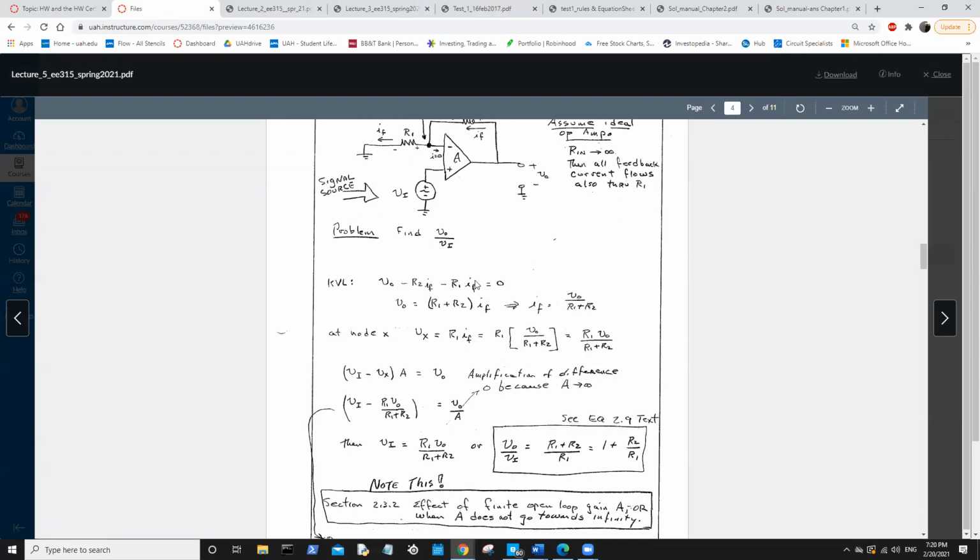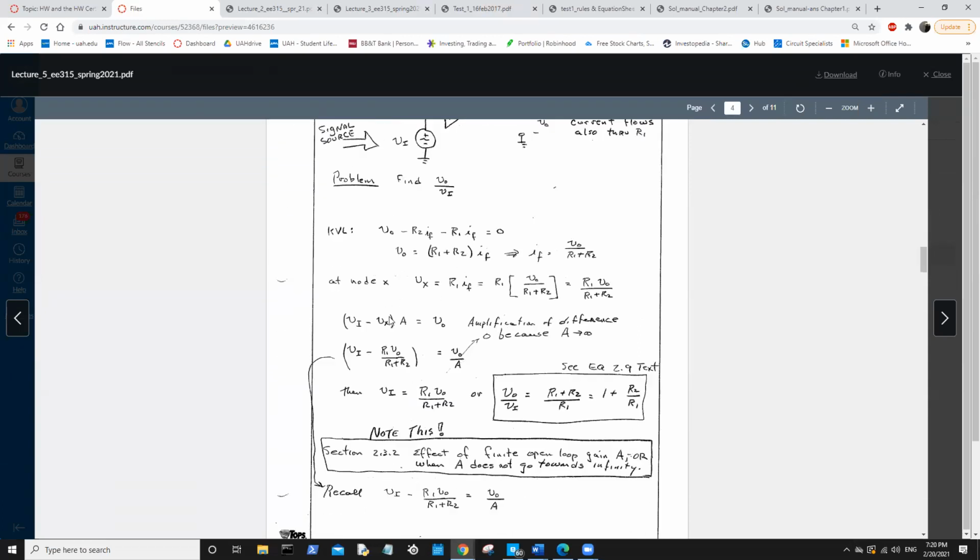Yeah, so then VI, and then he's just using the basic VI equation, minus whatever this is, VX times A is equal to V out. That's the general understanding. And then right below that, he summed in the expression for VX. And this A drops this whole thing to 0, which allows you to just flip them and they're done.